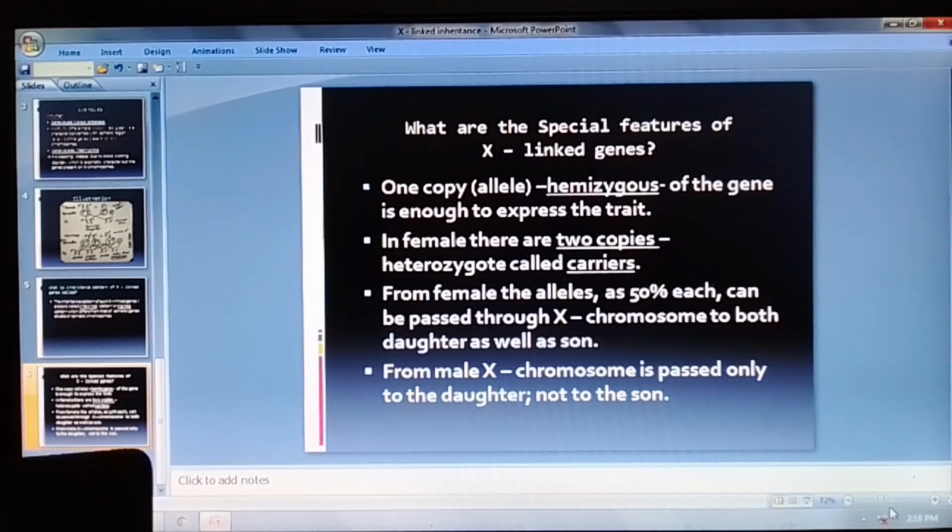And then from females, the alleles pass 50% each. That way, from the grandfather through the daughter to the grandson, that is what is said to be the special feature. Already we told criss-cross pattern. And if it is present in male, it can pass only through the daughter, not through the son.